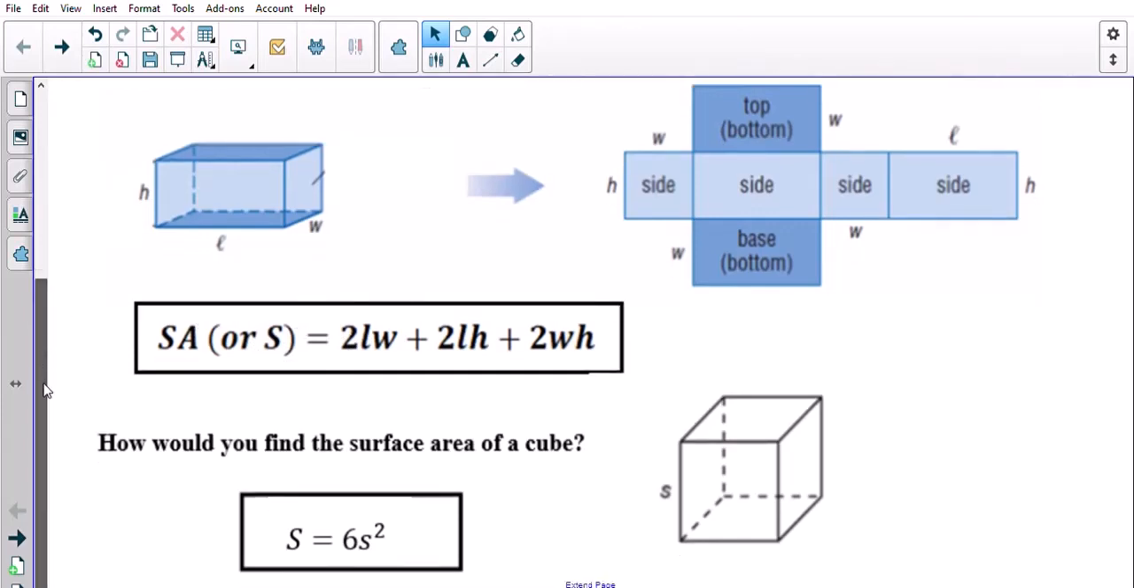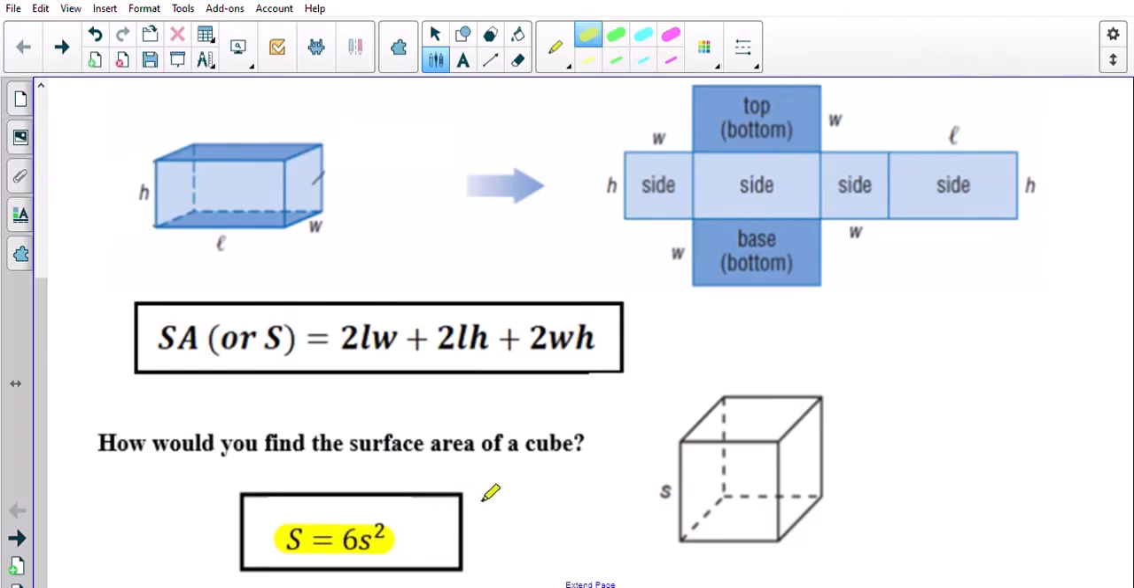If you want to find the surface area of a cube, and I believe this is on the formula sheet, although you're going to need to copy this into your guided notes. Let me go ahead and highlight it in yellow. The surface area of a cube is 6s squared. Every side has area s to the second power, and there are 6 of them. So the surface area is 6 times s squared. Let's go ahead and do a few examples.